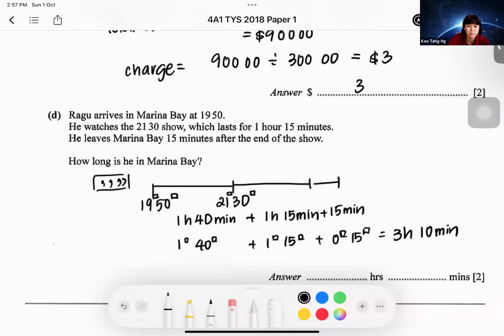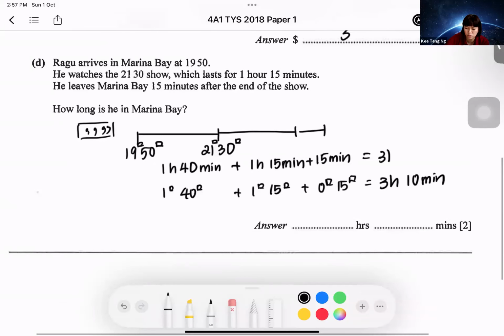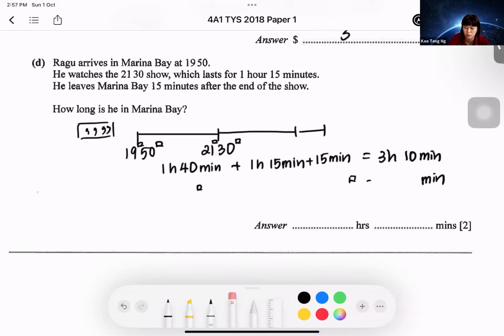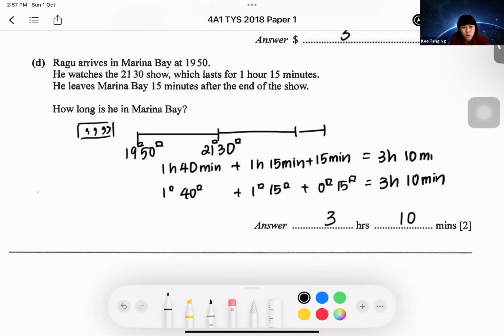But in exam, we only write this one, 3 hours, 10 minutes. So this one over here in exam, we need to write. Okay, erase it away. In exam, don't write this up, but I'll just leave it here to show you the working. So this one will be 3 hours, 10 minutes. So do use your calculator wisely to help you to calculate time.